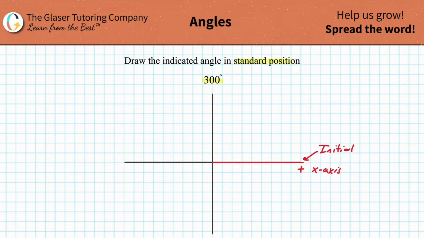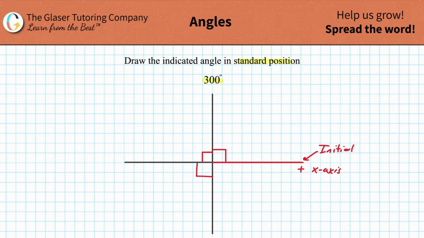Then what we have to do is rotate counterclockwise 300 degrees from the initial side. We've got to move in a counterclockwise direction. So this forms a 90-degree angle, and this also forms a 90-degree angle, which means the total angle in here would be 180 degrees, right? Does that make sense?